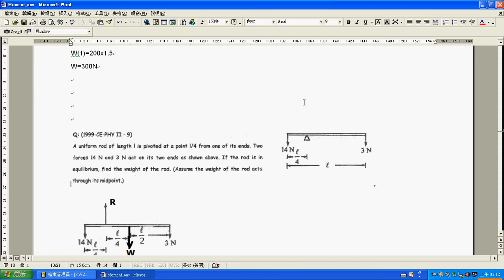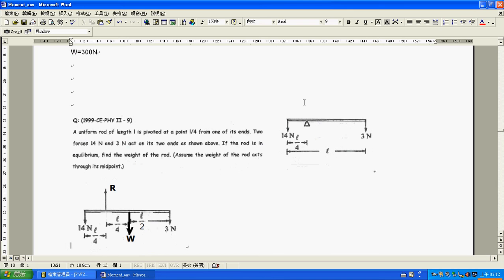Assume that the weight of the rod acts through its midpoint. Again, it's not necessary to make the assumption because the rod is uniform. Okay, now let's draw the free body diagram. As I mentioned before, in this type of question, you've got to work out the different distances. Okay, so W is the weight of the rod, and it should act at the middle of the rod.